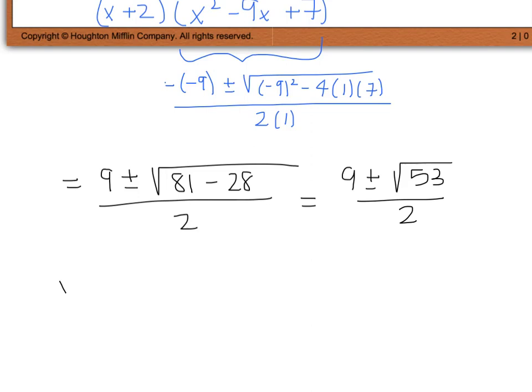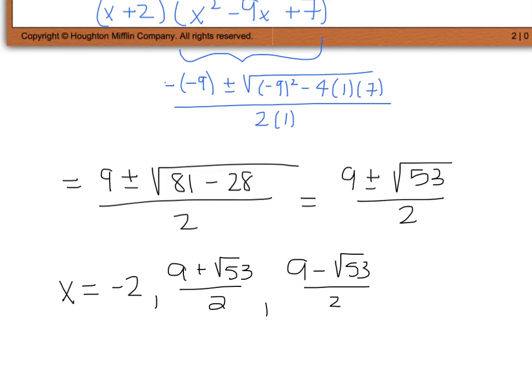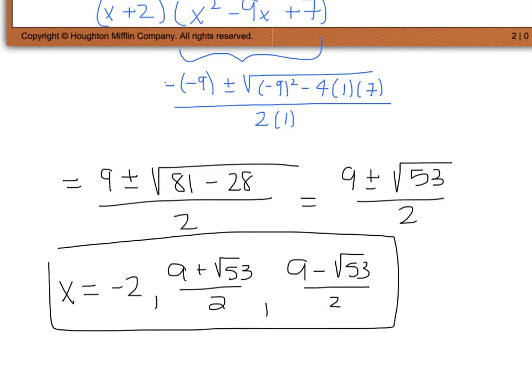So my zeros are at x equals a negative 2, and if you want to write it as the exact value, you can go 9 plus the square root of 53 divided by 2, and 9 minus the square root of 53 divided by 2, or you can type these into your calculator and get an approximation. And if you do that, these two work out to be a decimal of 0.859-ish and 8.14-ish. But these right here are the 3 real zeros of our cubic function.